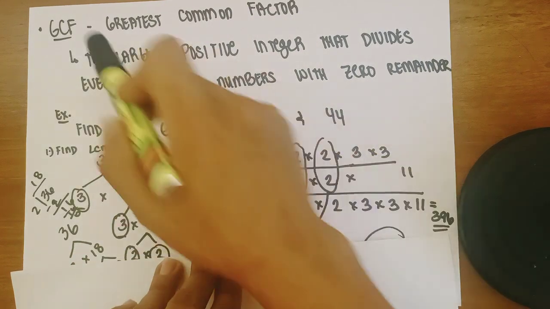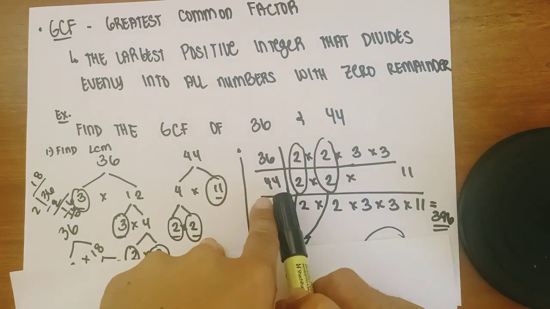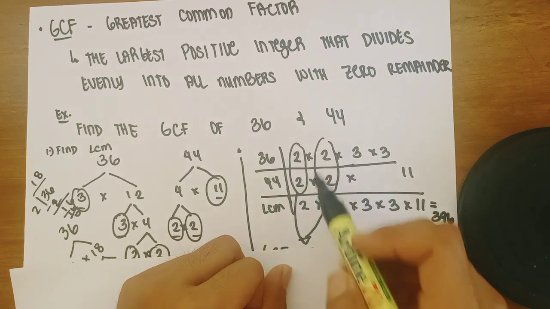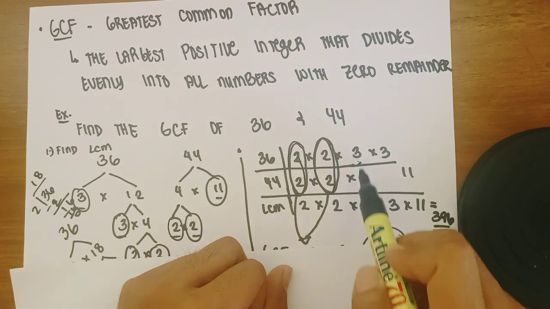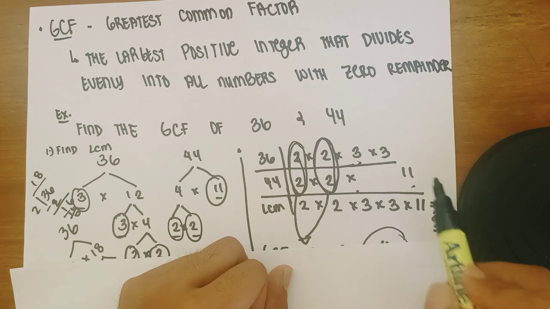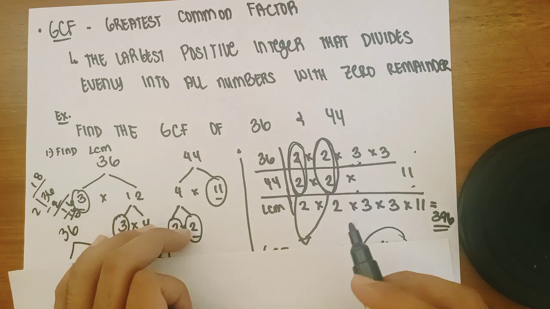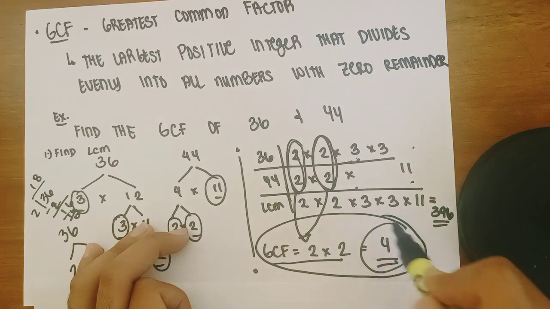Pero ang tinatanong is GCF. So, to find GCF, kukunin natin lahat ng merong kapareho. Dapat lahat ng numbers may kapareho. Sa 36 and 44, dalawang beses na nagkaparehas ang 2. So, 2, 2. May iba pa ba? 3? Wala naman. May 3 sa 36, wala sa 44. May 11 sa 44, wala sa 36. Diba? So, kukunin natin yung 2 times 2 na yan. That's why ang GCF is 2 times 2, which is equal to 4. Ganun lang yan.